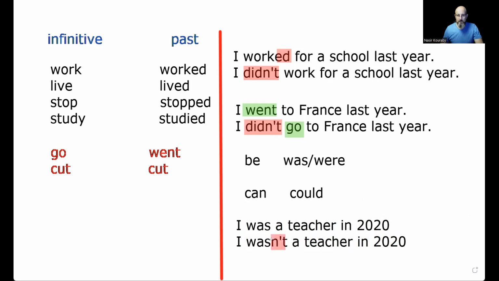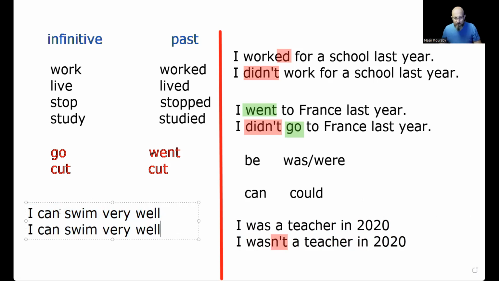This is the way of making negative here. You only add not. Okay, what about can? I can swim very well. Okay, so what's the negative? I can't swim very well. Negative here. I couldn't. The same.